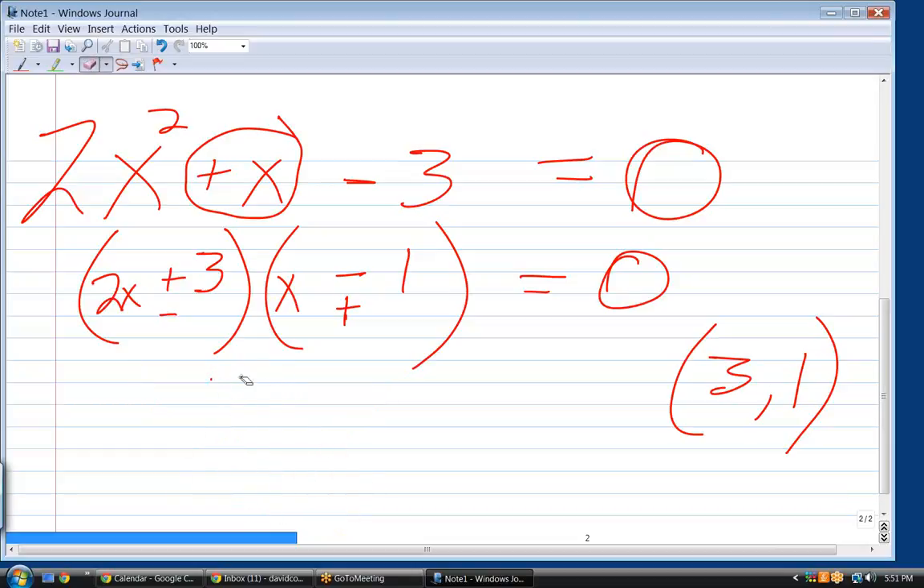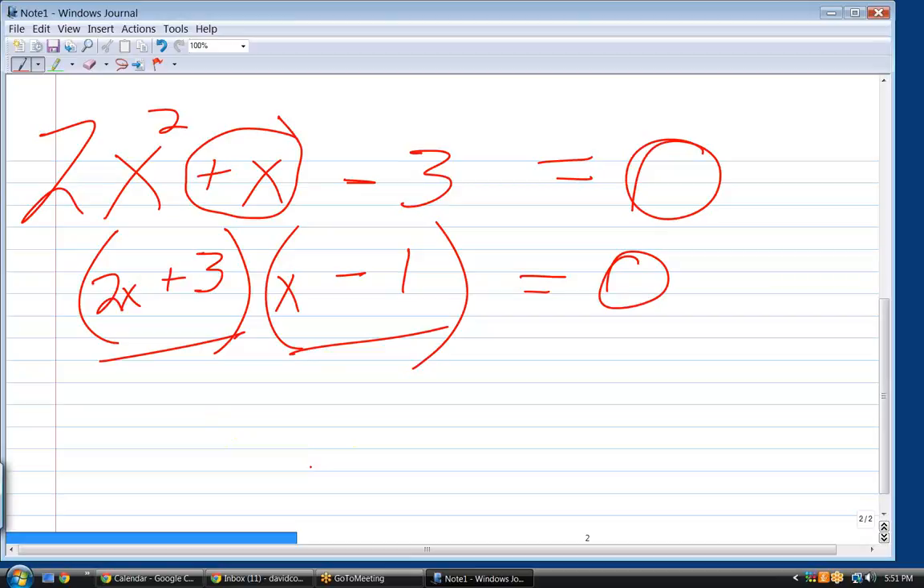So I can erase all of this. I can erase that minus plus, and there's my answer. Almost. There's my factoring. Now what's going to be the solution? How do I solve for x? Either that has to be 0 or that has to be 0. Right. So let's start by stating that. 2x plus 3 has to be 0, or x minus 1 has to be 0.